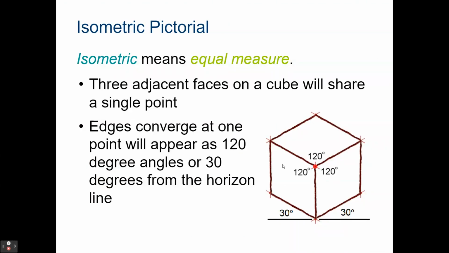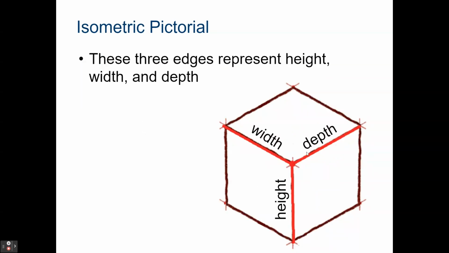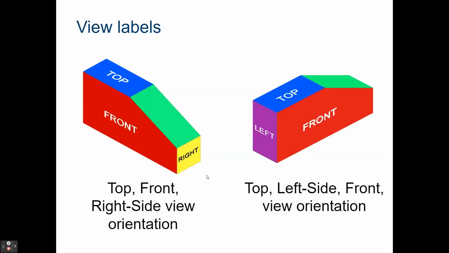Now for isometrics, the term isometric means equal measure. You have 3 adjacent faces on a cube that will share a single point. These edges converge on one point and appear as a 120-degree angle or 30 degrees from the horizon line. So you can see how these angles are kind of lining up. Again, everything starts from a corner, a point, or an edge with an isometric sketch.